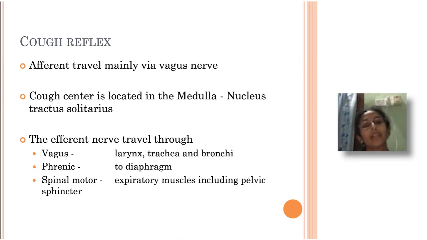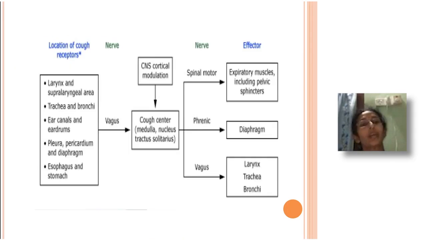The afferents travel mainly via the vagus nerve, and the cough center is located in the medulla, the nucleus tractus solitarius. The efferent nerves travel through the vagus to the larynx, trachea, and bronchi, and through the pharyngeal nerves to the diaphragm, and the spinal motor nerves to the expiratory muscles, including the pelvic sphincter. So this diagram gives a summary of the cough reflex.